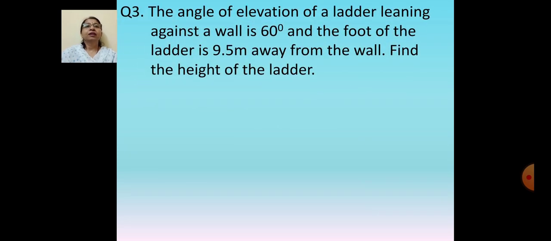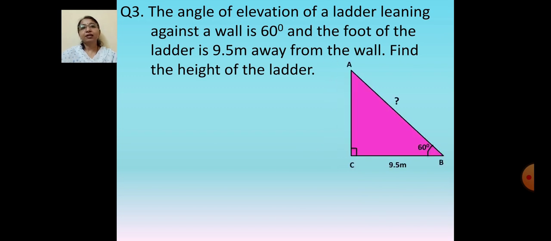Next, the angle of elevation of a ladder leaning against a wall is 60 degrees and the foot of the ladder is 9.5 meters away from the wall. Find the height of the ladder. So let us see what AB represents, what AC represents.